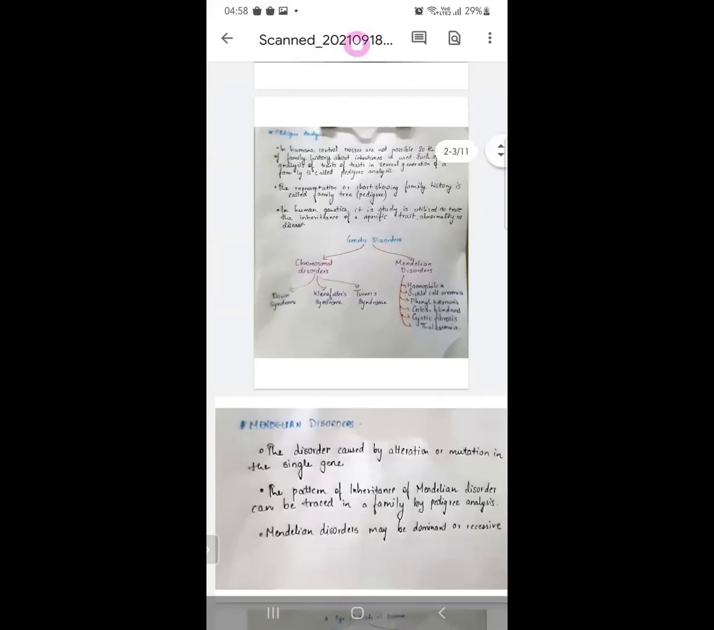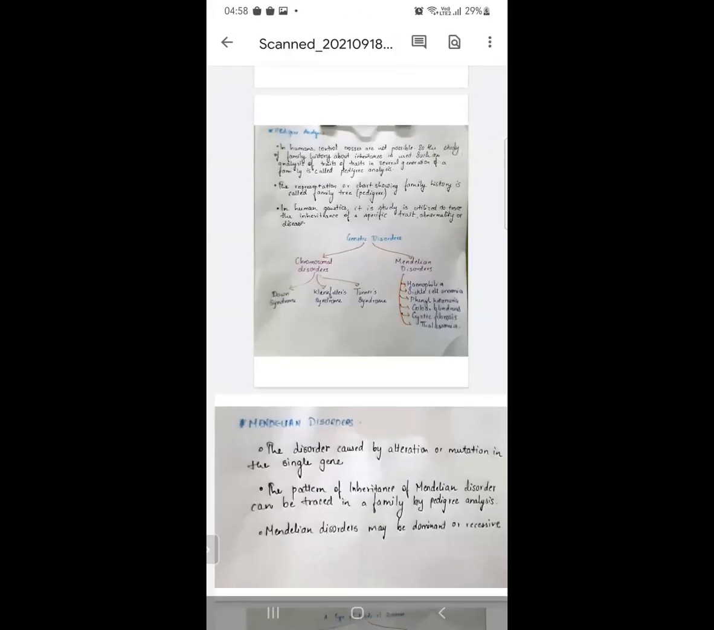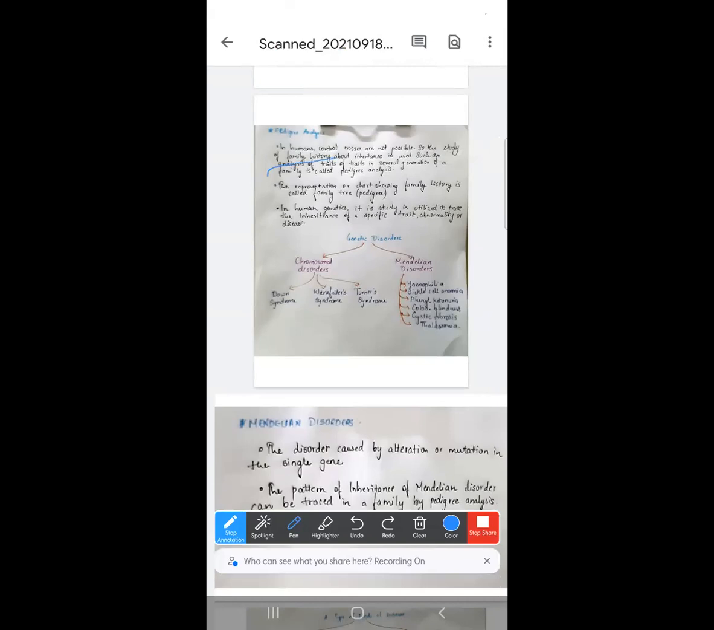Now let's move on to pedigree analysis in humans. In humans, controlled crosses are not possible. So the study of family history about inheritance is used. Such an analysis of traits in several generations of a family is called pedigree analysis. The representation or chart showing family history is called the family tree, also known as pedigree.